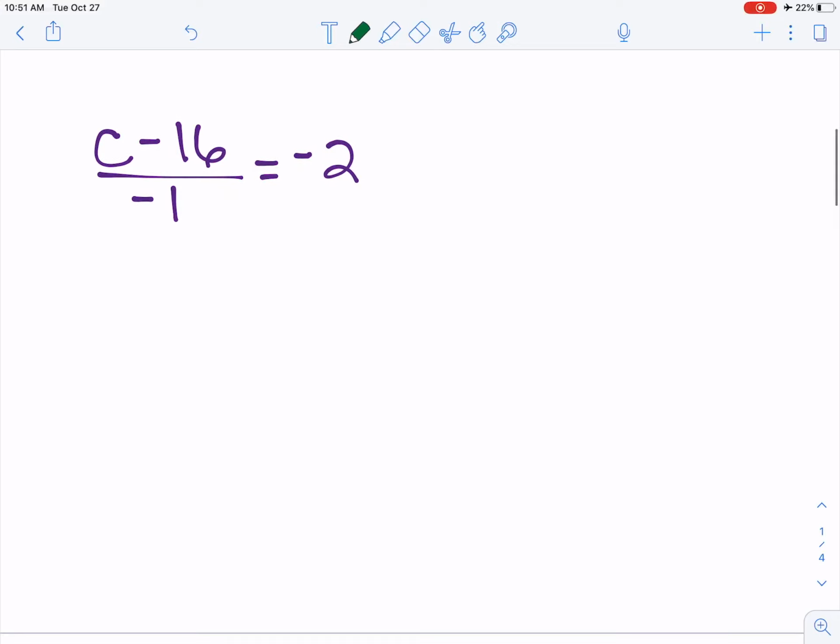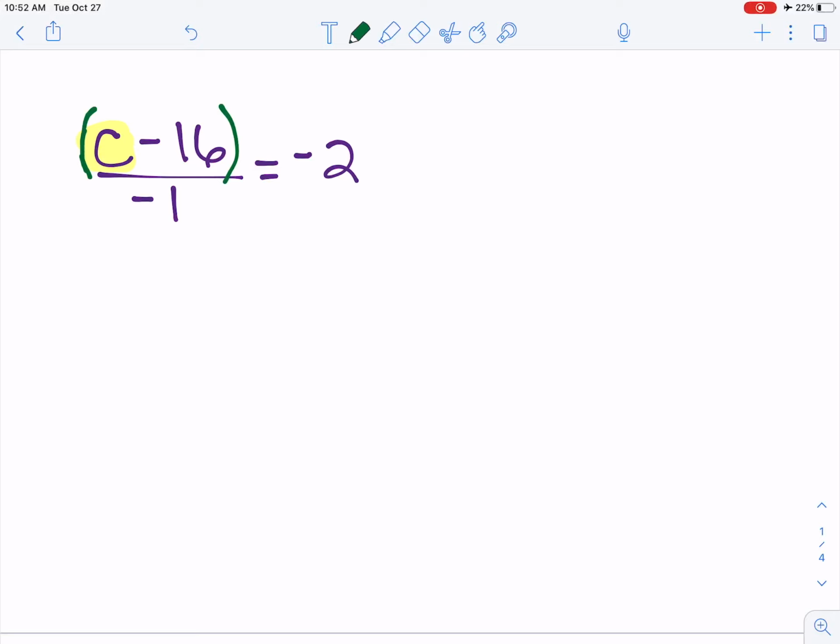So in this problem here, I have the quantity c minus 16 divided by negative 1. And again, the object of the game is to get c by itself. Now, in the previous problem, I told you we were going to get rid of whatever was being added or subtracted from the variable before we worried about the multiplication and division. But this one's a little bit tricky. This c minus 16, because it's on the top of this fraction and the fraction bar goes underneath the whole thing, is actually like having parentheses around that.